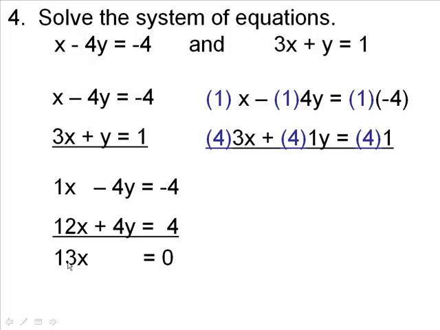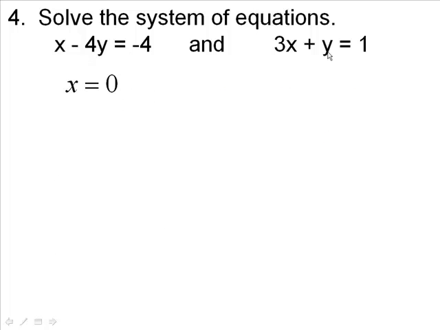Okay? You think 13x equals 0. Divide both sides of this equation by the coefficient of x, which is 13. That's going to give you x is 0 here. We know when x is 0, we're going to find out what y is here. Let's take one of these two equations up here and let x be 0. Let's take our first equation here. Put 0 in for this x.